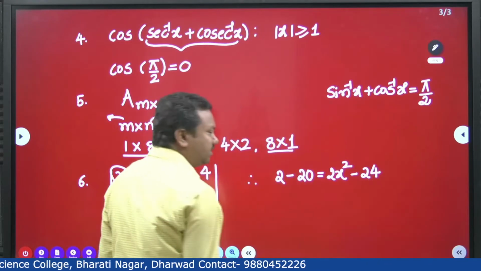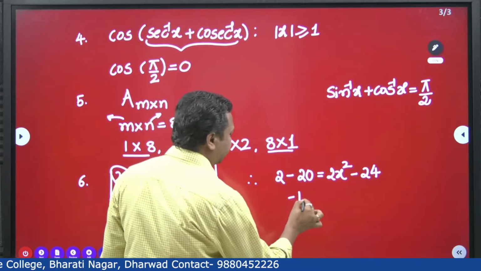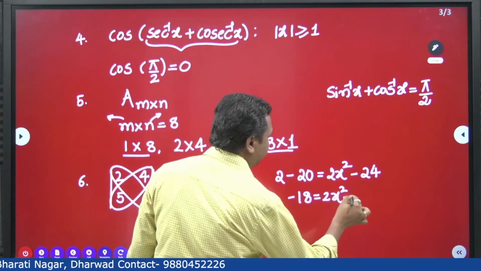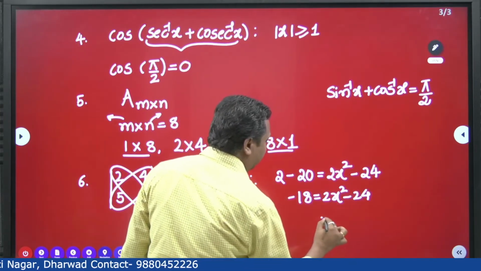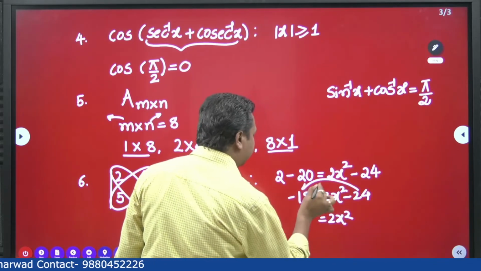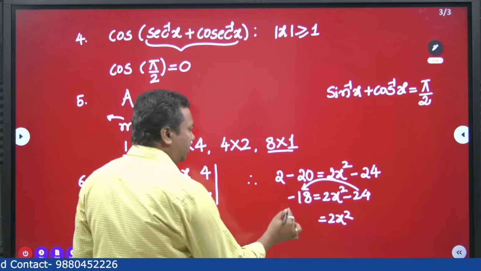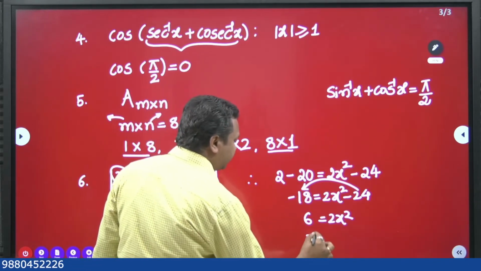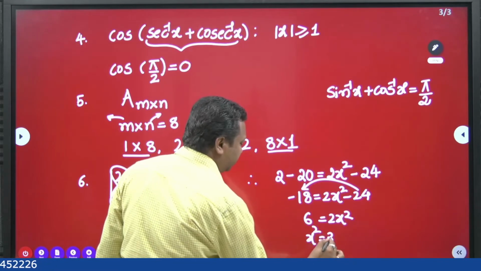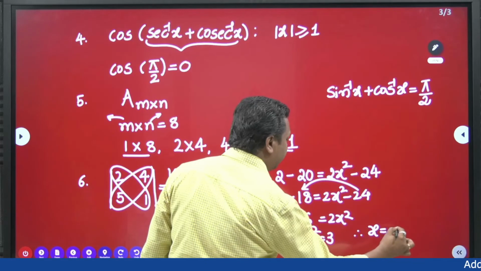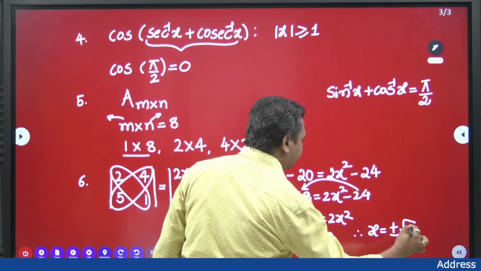Now, it is all about simplification. In the LHS we have minus 18 equal to 2x square minus 24. So 2x square is equal to, take minus 24 to the LHS, that becomes plus 24. Plus 24 means we will be getting 6, or x square is equal to 3, isn't it? Therefore, what should be the value of x? It must be equal to plus or minus root 3.